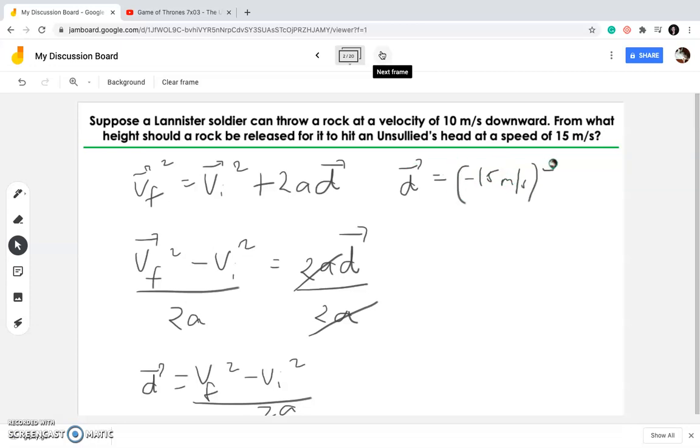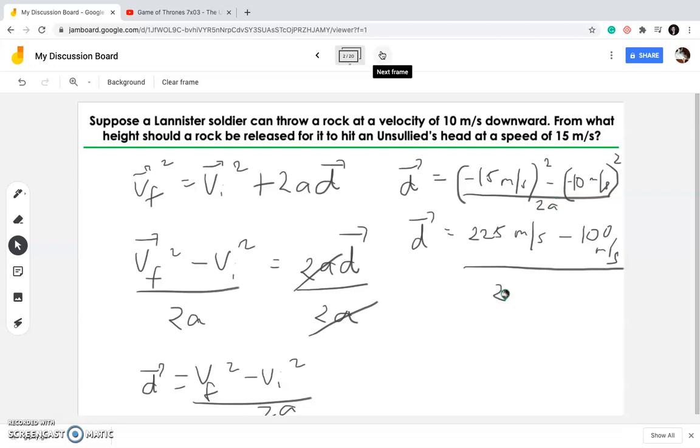Okay, and then raised to 2 minus, wait, this has to be squared, minus initial velocity is negative 10 meters per second, raised to 2. Okay? And then negative 15 raised to 2 would be positive 225 meters per second, minus negative 10 raised to 2, which is positive 100 meters per second, over 2a. Sorry, I forgot 2a here. There's 2a there. And then that a is negative 9.8 meters per second squared.